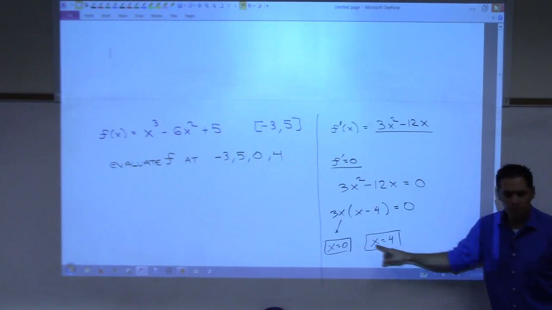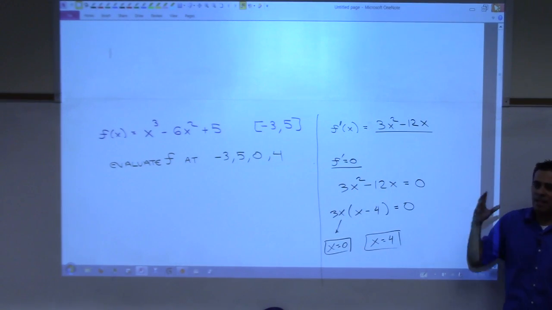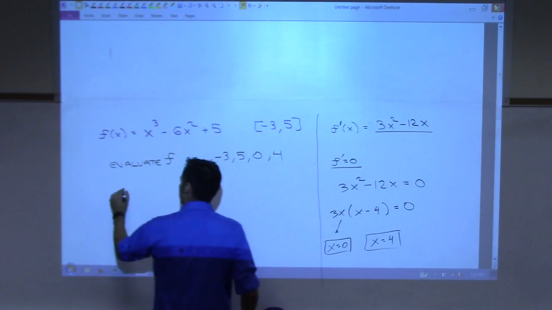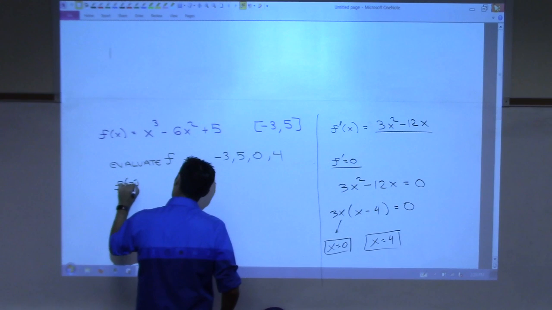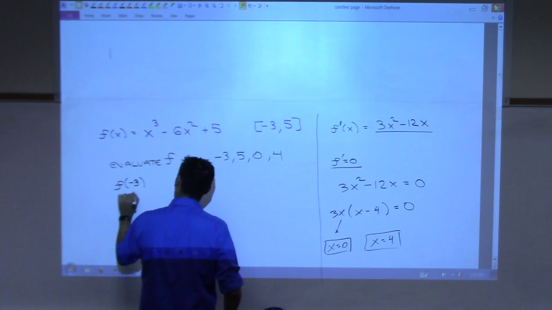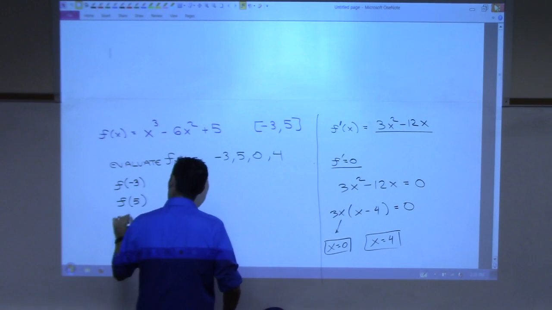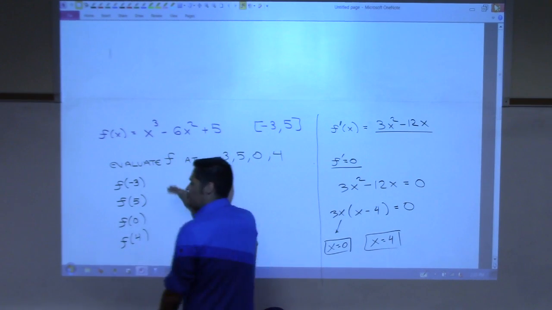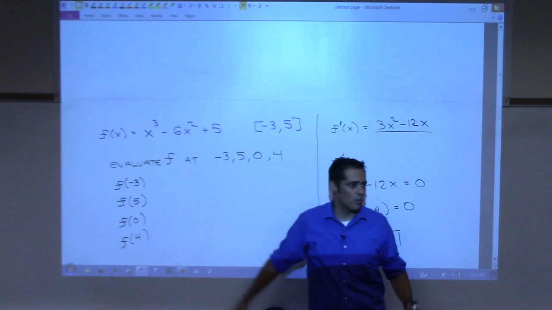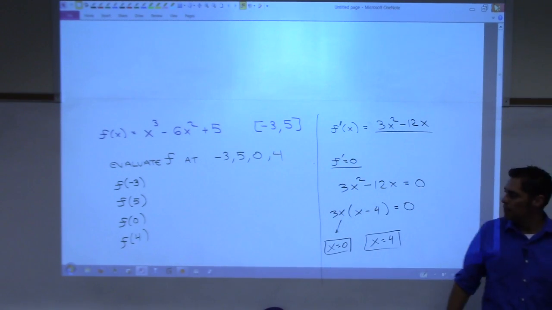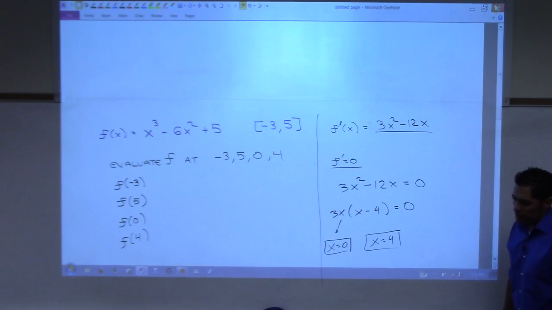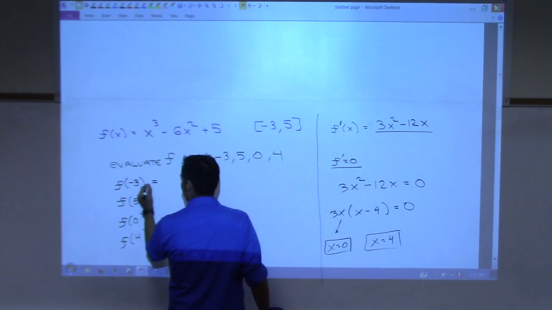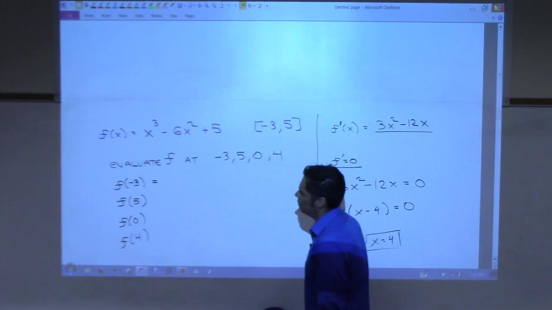I'm taking these 2 points and the 2 endpoints, and I'm going to plug all 4 of them into the function separately. So I'm going to have to do f of -3, f of 5, f of 0, f of 4. It doesn't matter what order you do these in, okay? It really does not matter what order you do them in. All right, plug them in. Yes, you have to actually plug those in.